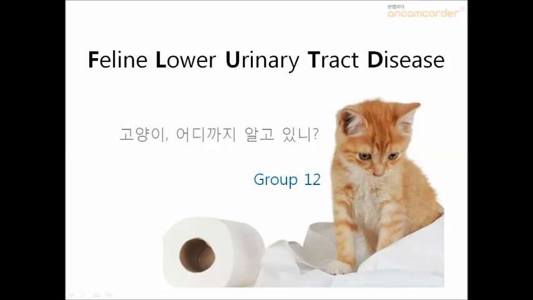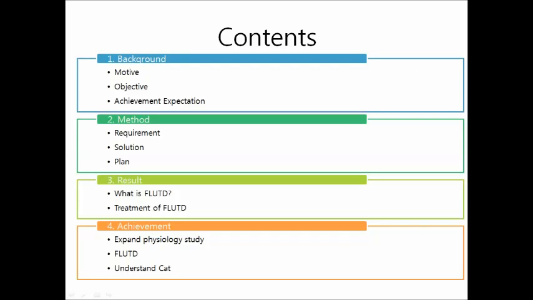We are Group 12. The theme of our project is to know FLUTD. FLUTD means Feline Lower Urinary Tract Disease. In this project, we'd like to know what FLUTD is and how we can treat FLUTD patients. In addition, we expect to improve our understanding about cats. These are the contents: the background, method, result, and achievement.